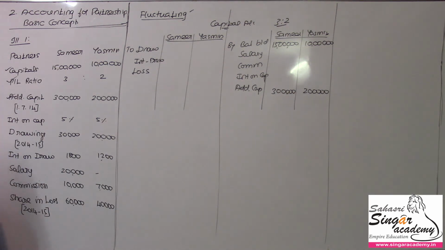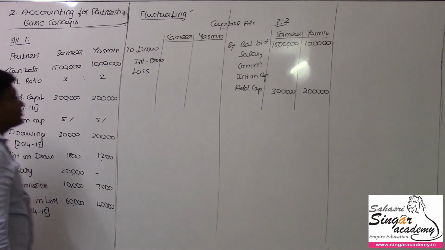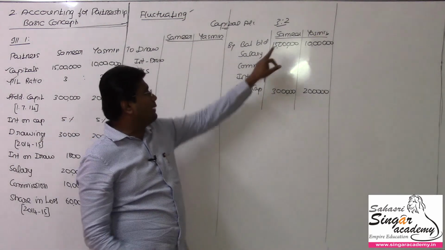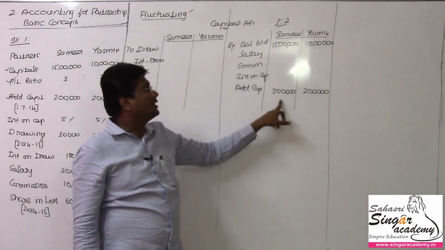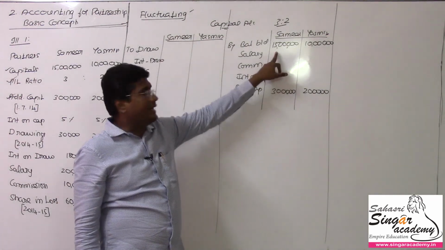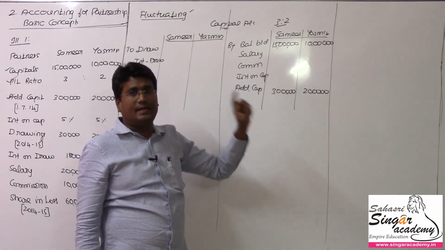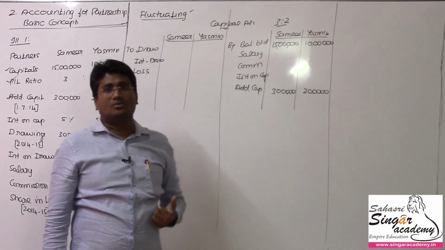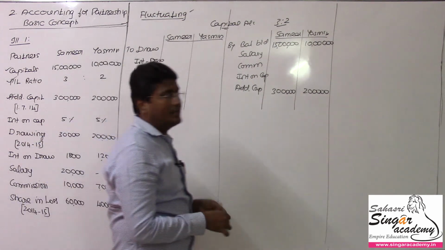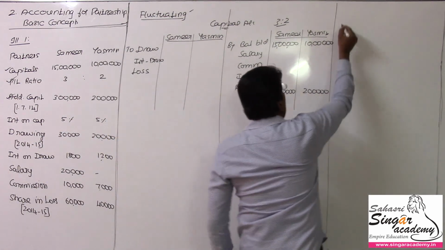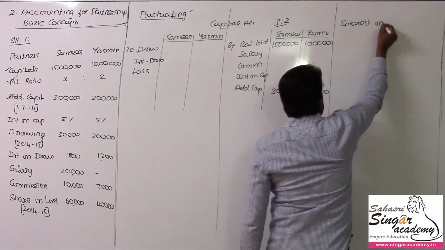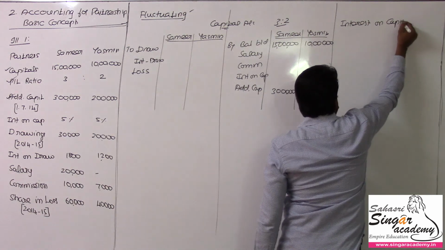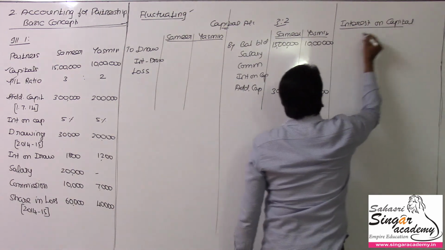Interest on capital to be calculated here. This is capital available since the beginning. This is the capital introduced halfway through. This will carry 1 year's interest. This will carry the interest from the date of investment to the date of closure of the books. So we have to calculate the interest on capital separately. I am going to calculate the interest on capital, for Samir first of all.